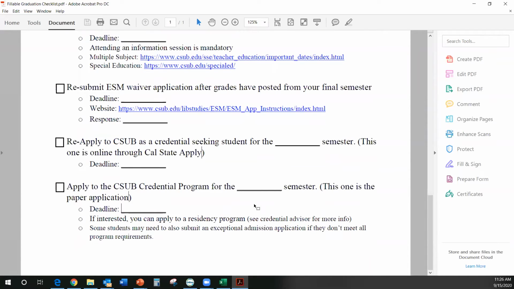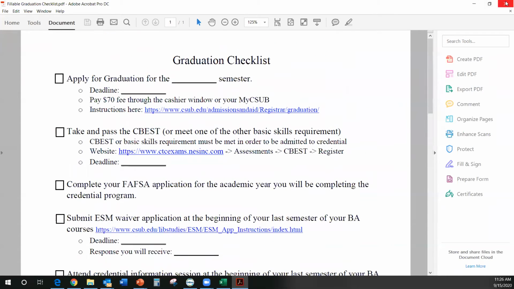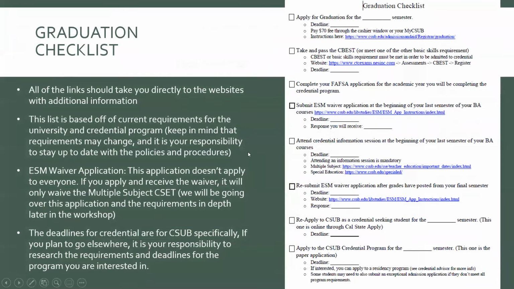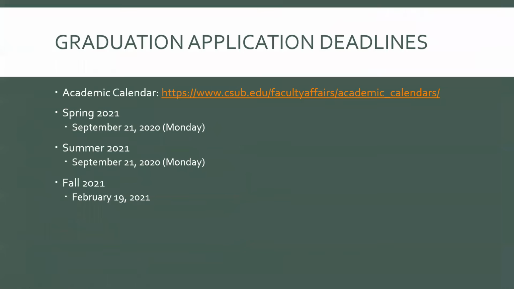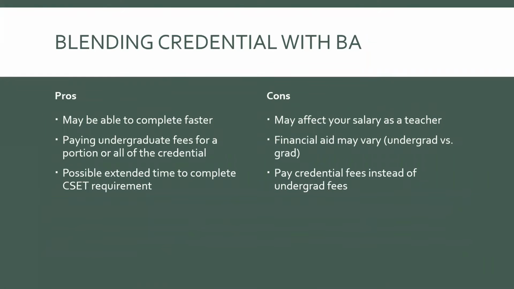Alrighty, and that is the end of the checklist. Hopefully that's helpful for you guys, just to see everything you have to do between now and graduation and before starting credential. We went over the graduation application deadlines. We went over the credential program deadlines. So next up is just talking about the pros and cons of blending.